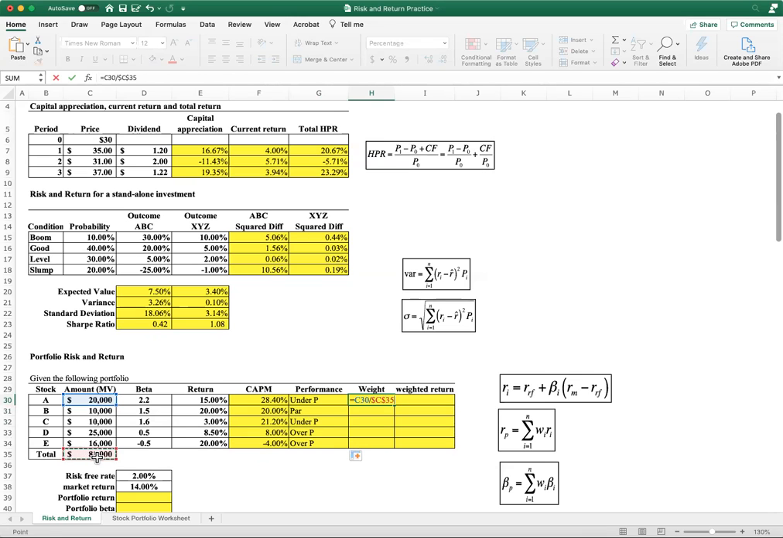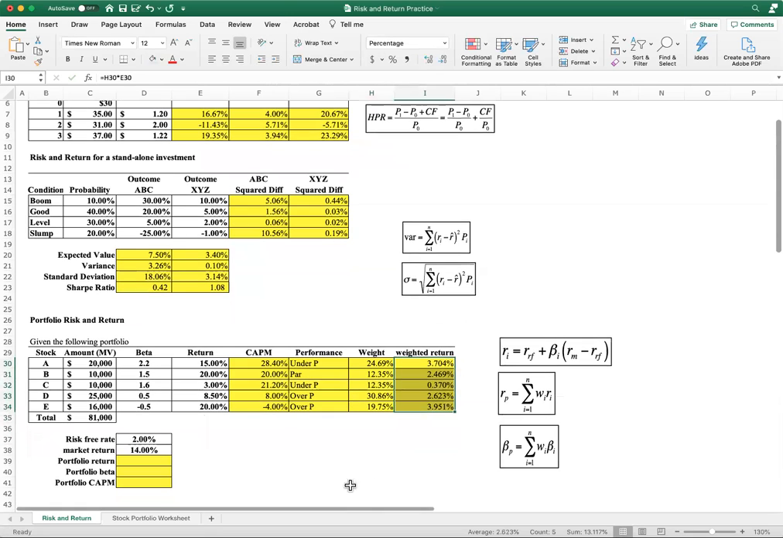Again, for your total investments, we press F4 to lock it. So this means you put about 25% of your money in stock A. You drag this down, and you will have the weight, how much money you put in each stock. And the weighted return is simply the weight multiplied by the actual return of the stock. So that gives you 3.7%. You can drag this down.